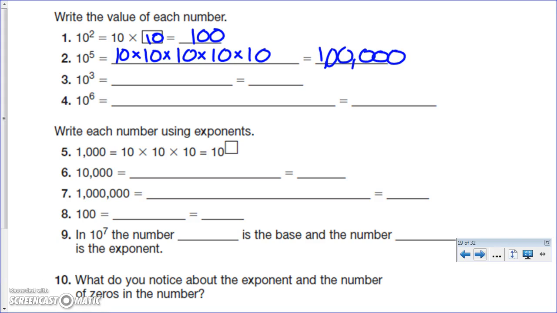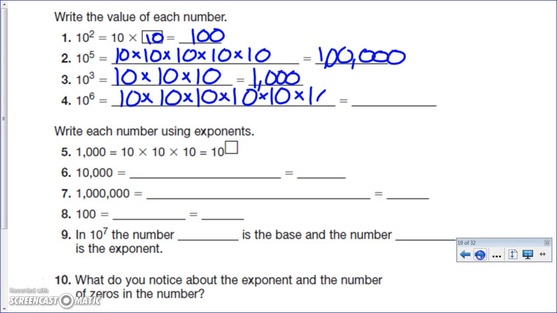For number 3, we have 10 to the third. So 10 times 10 times 10 equals 1,000. Ten to the sixth is going to be 10 multiplied 6 times. So we get 1 followed by 6 zeros there.